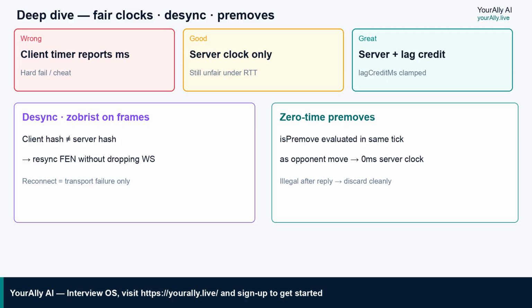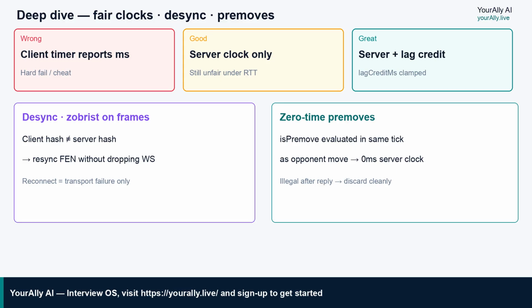Increment time controls, 3 plus 2, interact with compensation. The plus 2 is added on move accept after lag credit policy. Be consistent. Lag credit adjusts the deduction for thinking plus transit. Increment is a separate rule. Write both in the protocol so clients do not double apply.